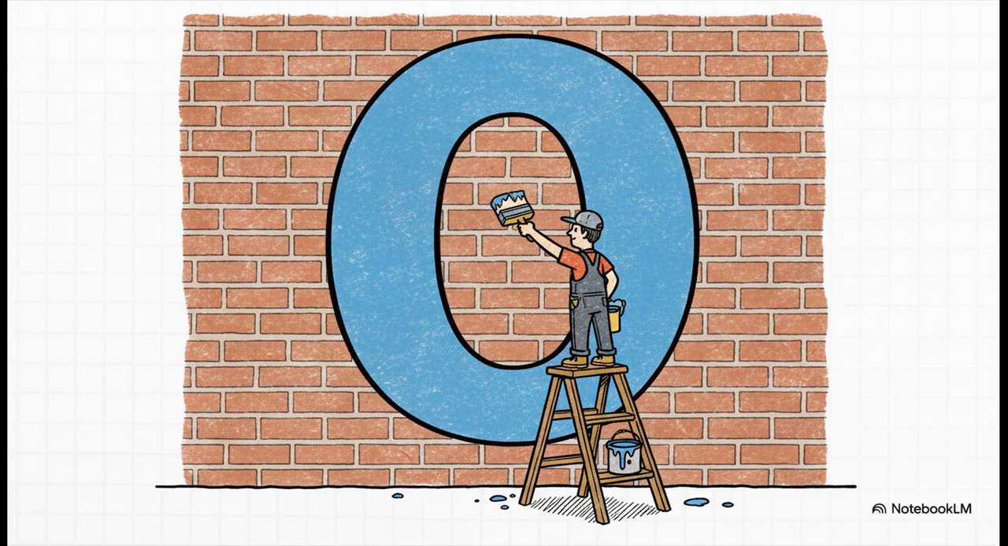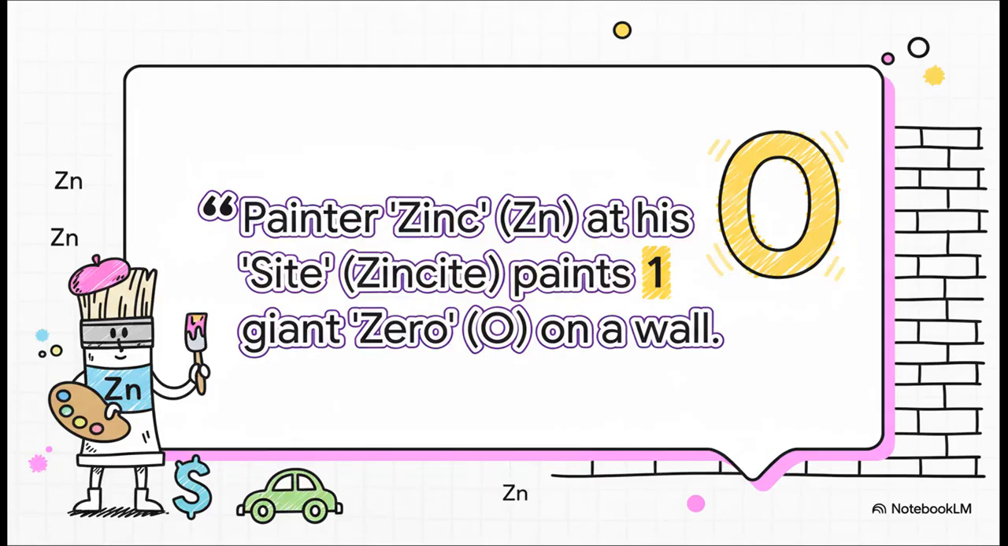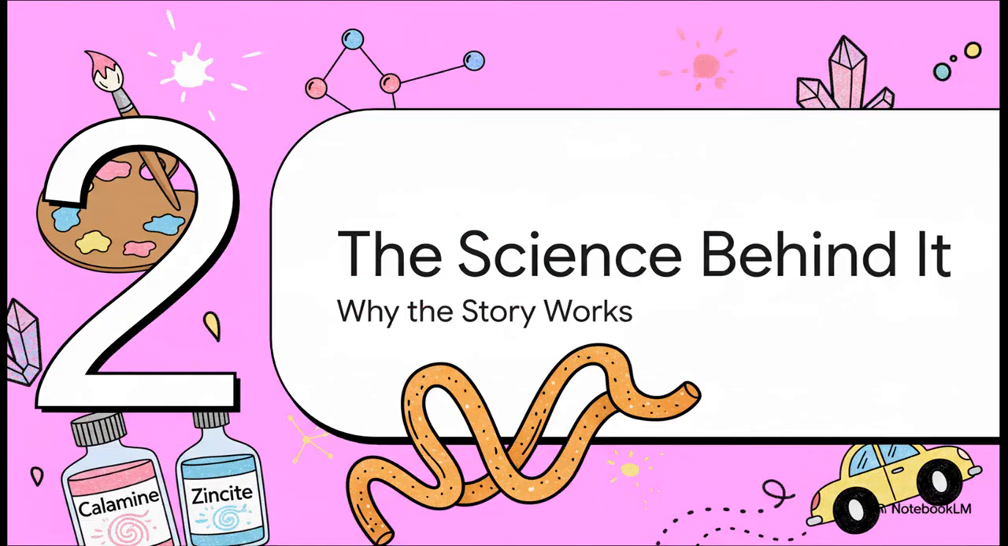His only task for the entire day is to take out his brush and paint one single giant zero on a wall. And there you have it, our final mental image. Painter Zinc, ZN, is at his site for Zincite, and his whole job is to paint one zero, O. So the formula for Zincite is, you guessed it, simply ZnO. And boom, that's it. So the story is fun, right?